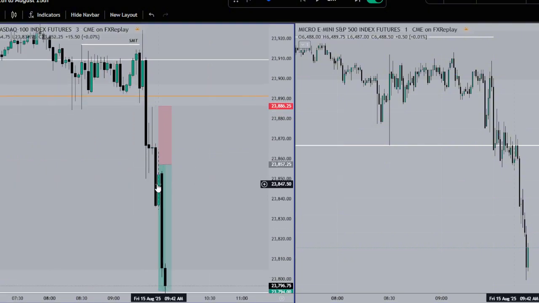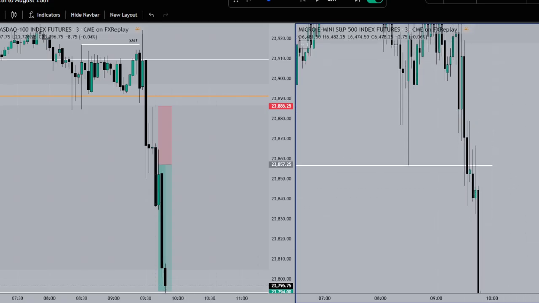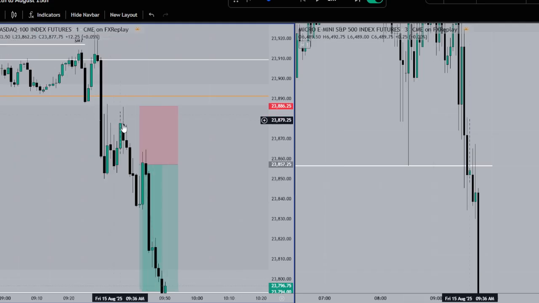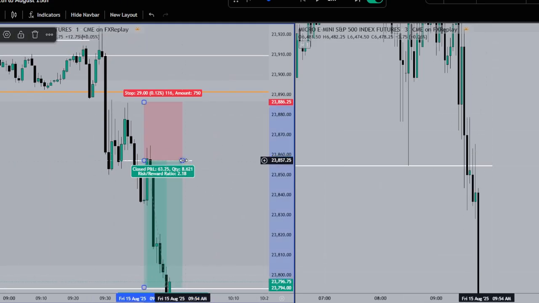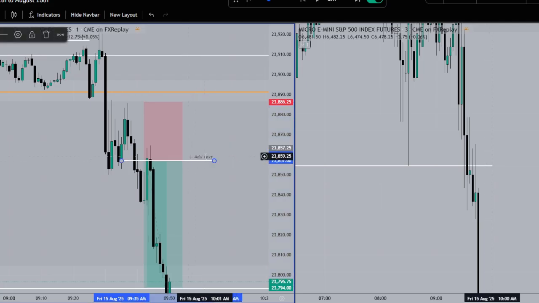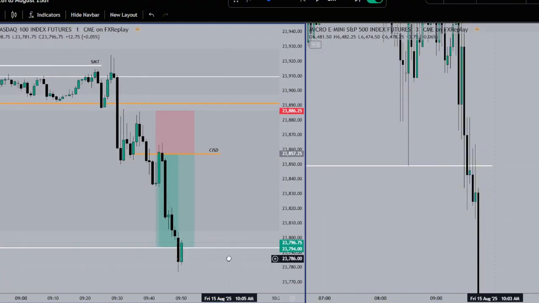I just want to see. Okay, we had this propulsion block formed here. What did ES do? ES had a significant candle body closure, respected this wick in this propulsion block. And on the 1 minute time frame, we respect this change in the state of delivery here. And that's absolutely gorgeous. Okay. So honestly, not a bad trade at all.